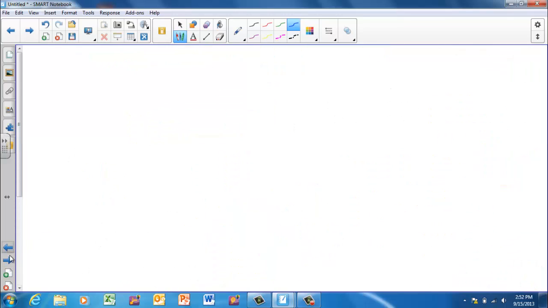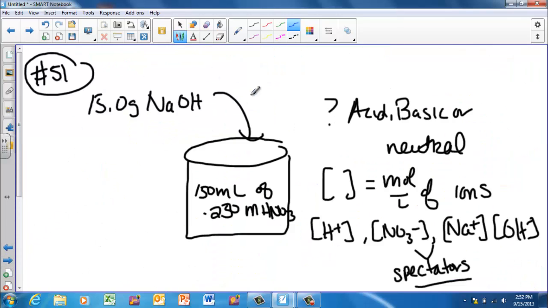Okay, now really quick, since I'm going to run out of time. 51 is almost the exact same type of problem. You just added grams of sodium hydroxide, and I wanted to know if it was acidic, basic, or neutral. You remember your final concentrations are going to be moles per liter. The easy ones are the nitrate and the sodium because they're spectators. One of these is going to be tricky because it's excess. One of them is not because it's the limiter.